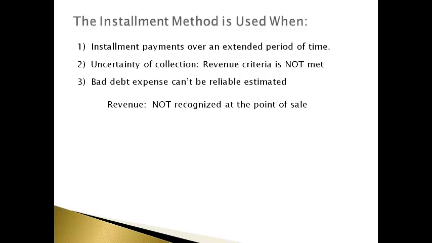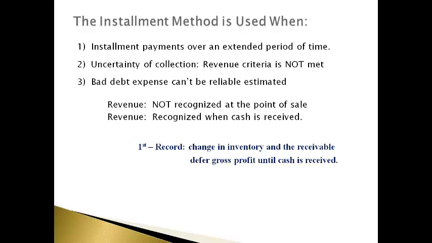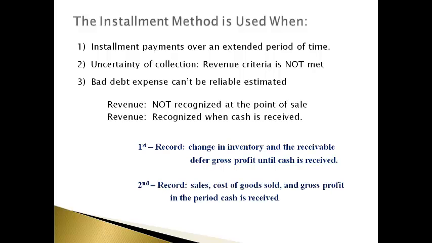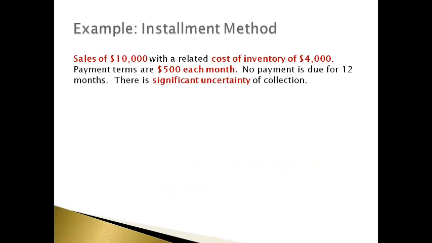Also, due to uncertainty, an estimate of bad debt expense can't be made. Revenue and gross profit on the sale is recognized only after cash is received and the uncertainty of collection is removed. At the time of the sale, the customer takes the goods and the change in inventory and the receivable is recorded. The difference in the two assets is the gross profit, which must be deferred until cash is collected.